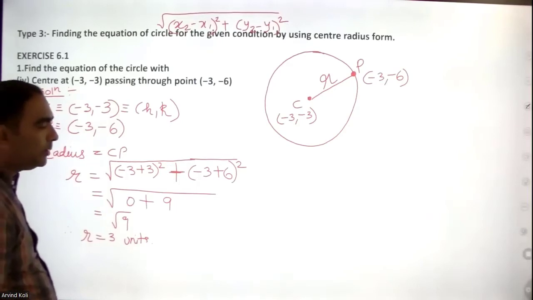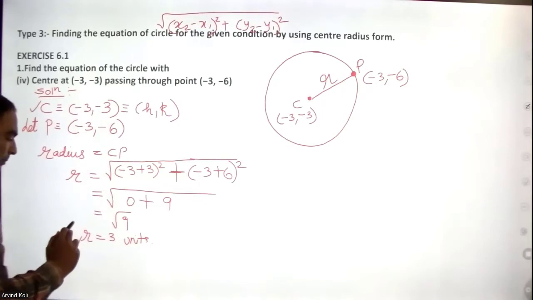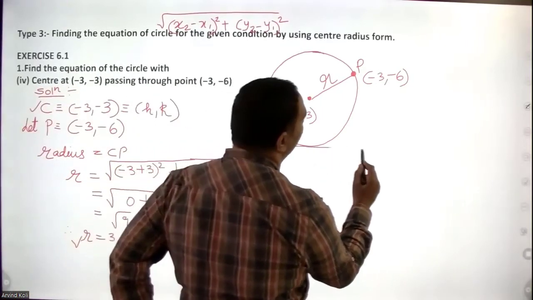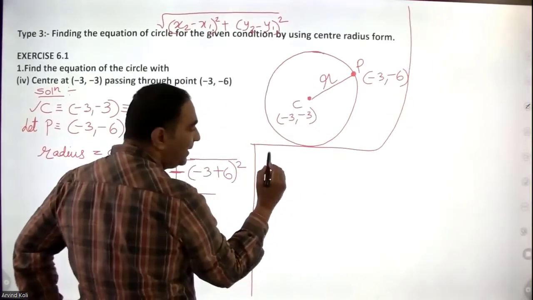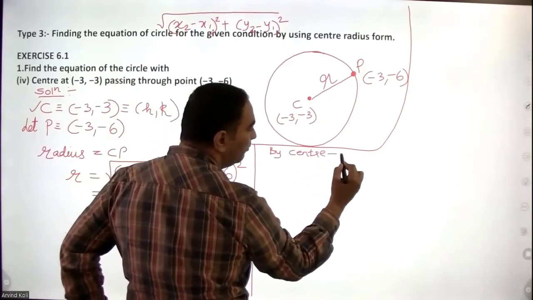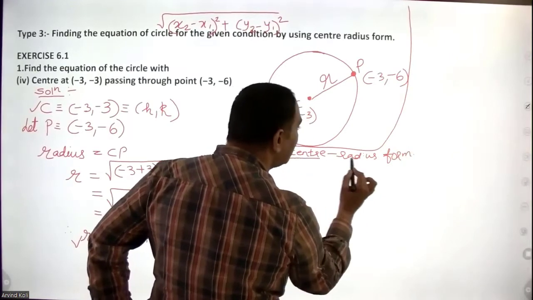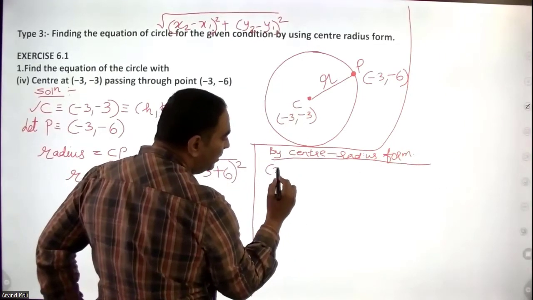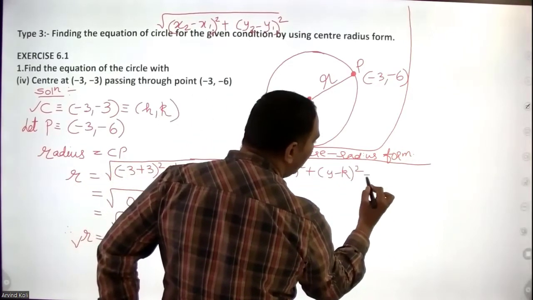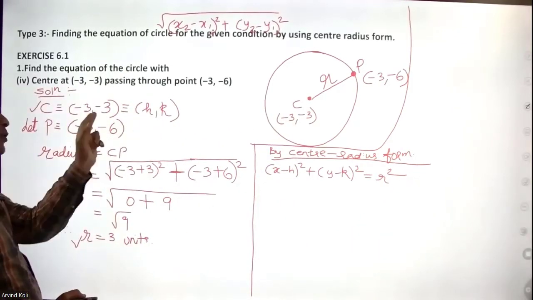radius is 3 units. Now students, once we have the radius and the center, पता है radius पता है, we can apply center radius form. So let us apply center radius form. सबसे पहले फॉर्मूला लिखेंगे और फॉर्मूला इज x minus h the whole square plus y minus k the whole square is equal to r square. What is h? h is -3, k is also -3.